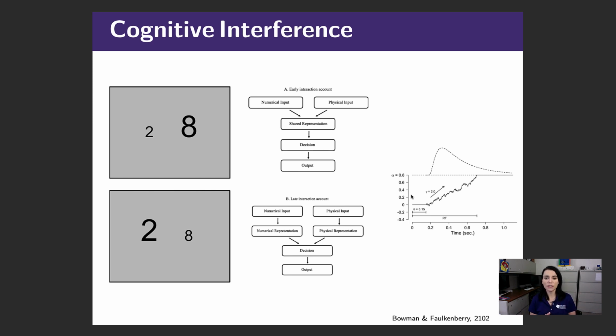Evidence for the early interaction account, we would see a difference between congruent and incongruent trials in this non-decision time. Whereas evidence for the late interaction account would occur in these decision-related processes such as drift rate and response threshold.